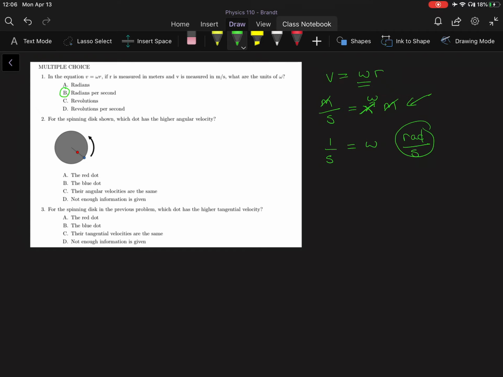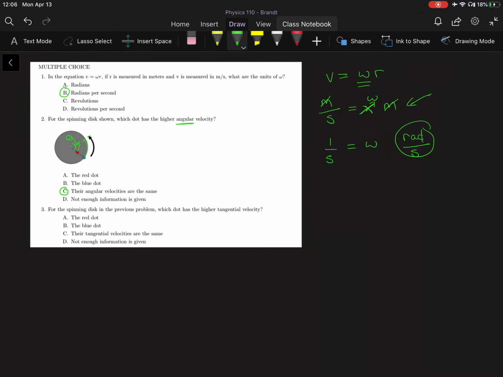So radians per second is our answer. So for number two, for the spinning disk, which one has the higher angular velocity? That's going to be important. So angular means how many angles is this going through. So if we look at this, the red one and the blue one are both going through the same, so if we say that that's theta there, the same angle. So they are going through the same angle in the same amount of time. Their angular velocities are going to be the same.